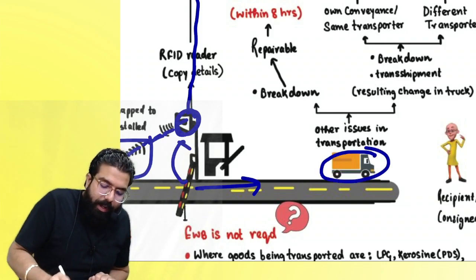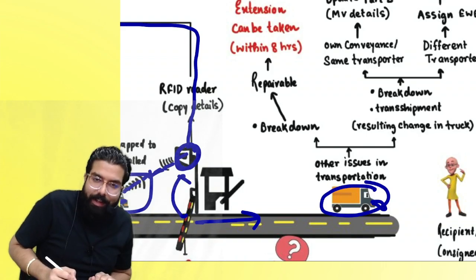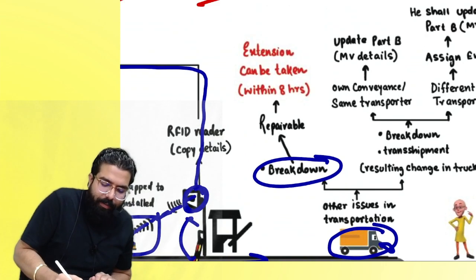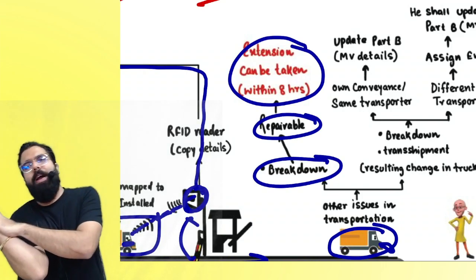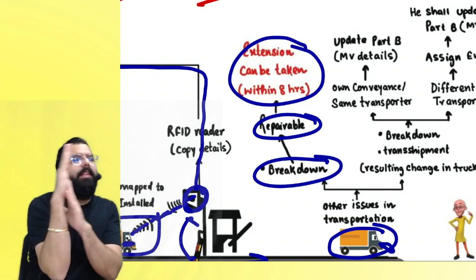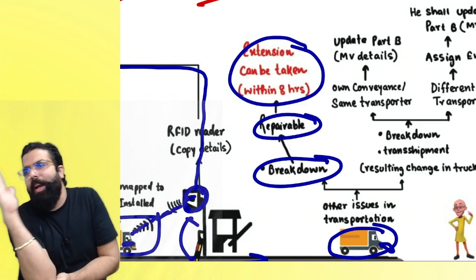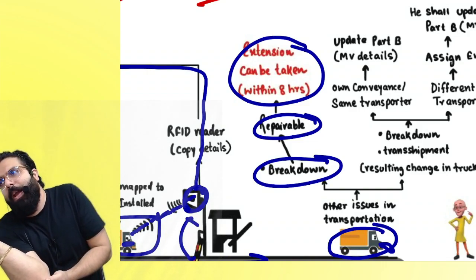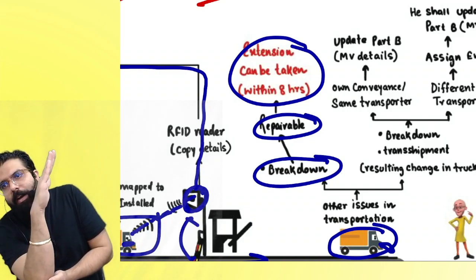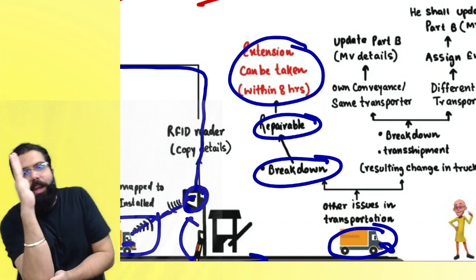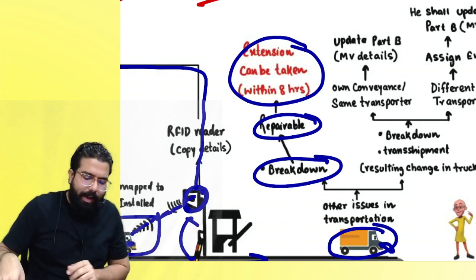Whenever you are going on the way, if by chance there is some problem, your truck has fallen sick, a breakdown has happened, if it is repairable, you can ask for an extension. An e-way bill can be extended 8 hours prior or 8 hours after the expiry. So if the e-way bill is expiring tonight, 8 hours prior means after 4 o'clock you can ask for an extension, that is, one day prior, today by evening 4 o'clock. If it has expired tonight, then tomorrow morning till 8 o'clock you can ask for an extension.